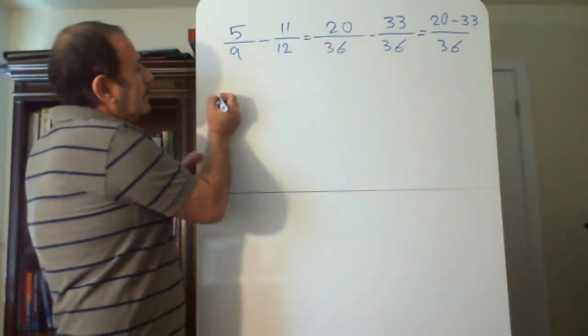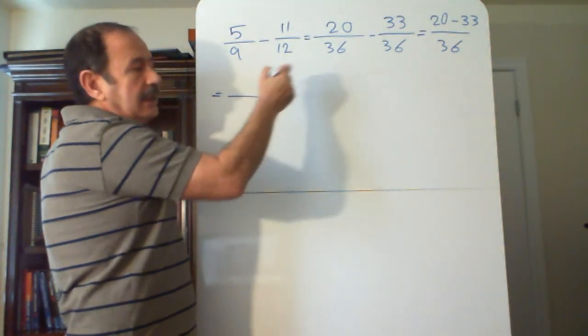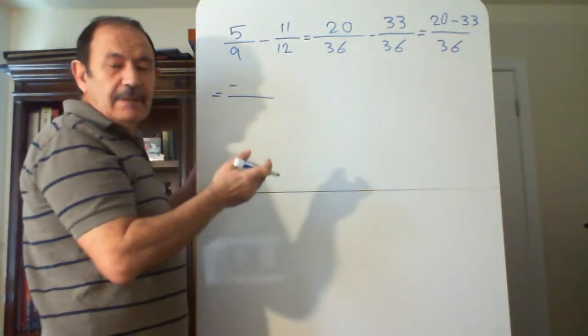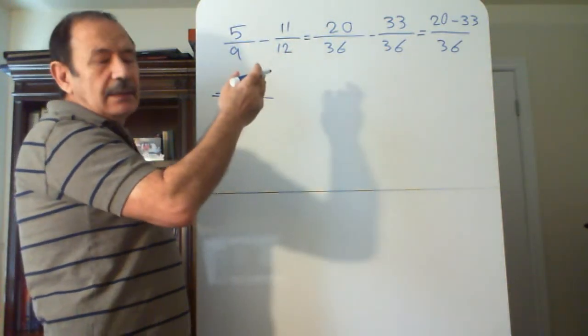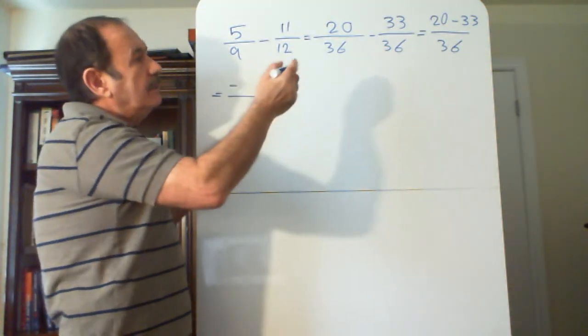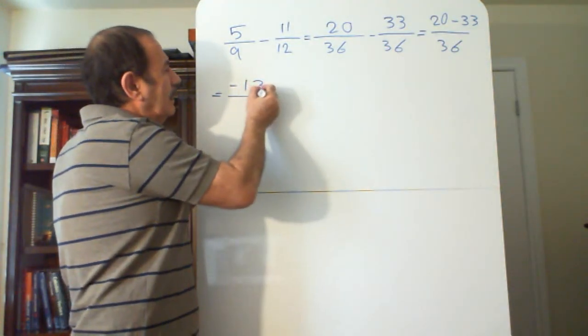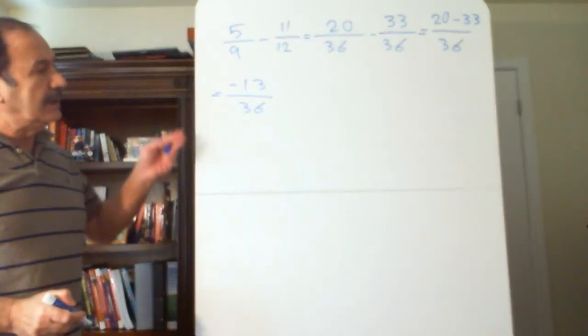And 20 minus 33, different signs. The sign of the answer is the sign of the bigger number, which is negative, and always subtract the smaller number from the bigger number. 33 minus 20 is going to be 13 over 36. So the final answer is negative 13 over 36.